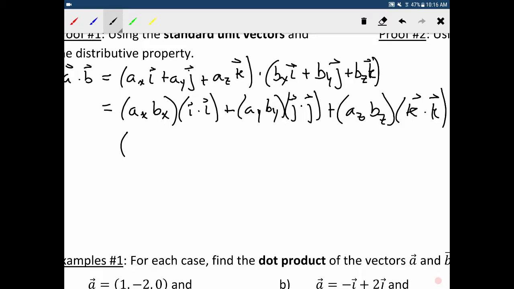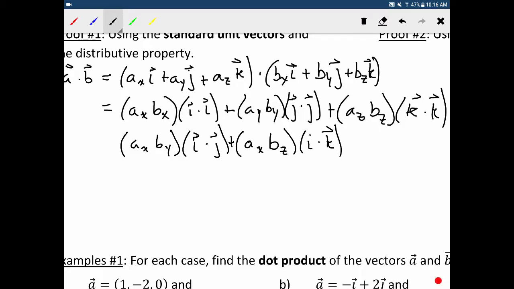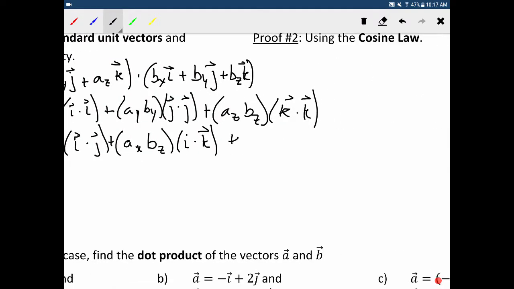So then we would also have AX BY times I dot, that'd be J. Okay, and then we have, oops, plus AX BZ times I dot K. And I hope you can see where this is going here, because the idea is that a lot of these terms are just going to disappear.